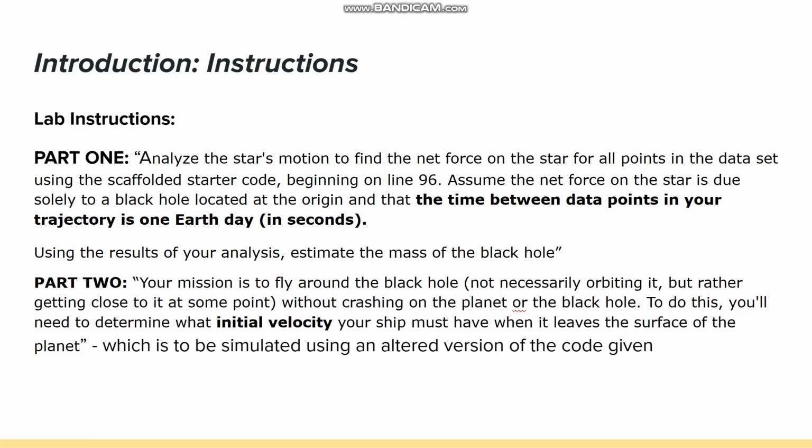Introduction Instructions. This lab was broken into two parts, with part 1 being to find the mass of the black hole in a black hole and star system, and part 2 being to find the initial velocity of a spaceship in a system including the black hole from part 1 and a planet. Both of these parts were to be done using a code, which was given to us and which we were to alter.